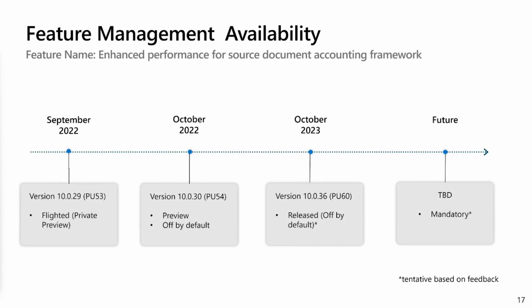Okay, so this is the feature we just demoed: enhanced performance for source document accounting framework. This is the feature name you will see in feature management. Let's talk about its availability and how it will come. It was in private preview in 10.29, with 10.30 you can have it available in your environment now, which is GA already in October. As time goes, based on the feedback, we will make it released in the coming time, and ultimately it will become a mandatory feature for free text invoicing.